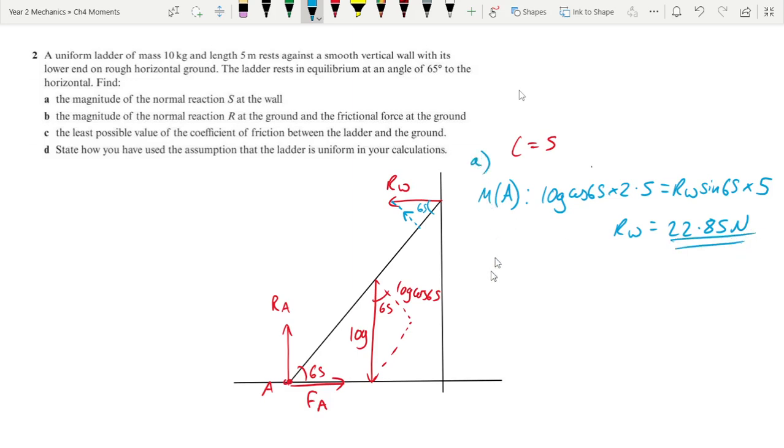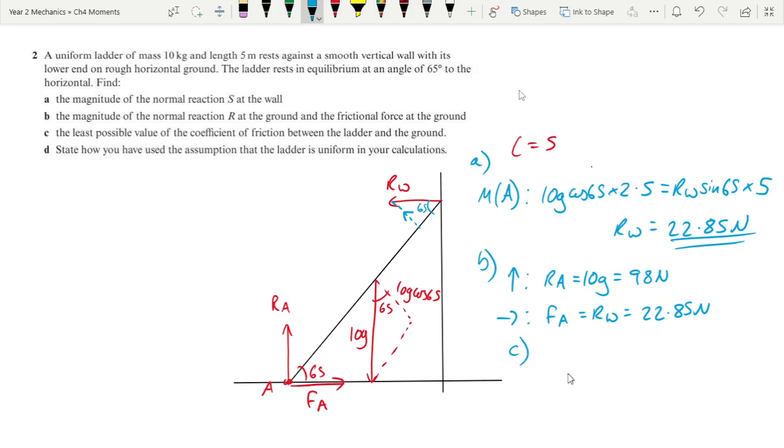So that's part A. Part B, the normal reaction force at the ground and the frictional force at the ground, so that's RA and FA. So if I resolve vertically, then I've simply got RA must equal 10g. There's no other vertical forces, so that's obviously 98 newtons. If I resolve horizontally, the frictional force must be the same as RW, which is 22.85 newtons that we just worked out.